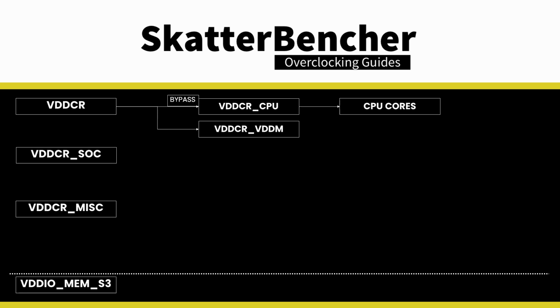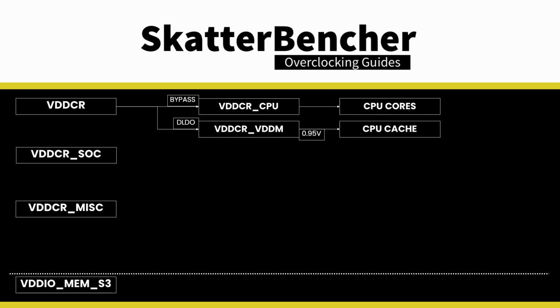VDDCR CPU provides the voltage for the CPU cores within the CCX. On CPUs with multiple CCXs, each CCX has its own VDDCR CPU voltage rail, but the voltage will be identical. The voltage rails can work in either regular or bypass mode, but on Raphael, it is always in bypass mode. That means the CPU core voltage is always equal to the VDDCR external voltage.